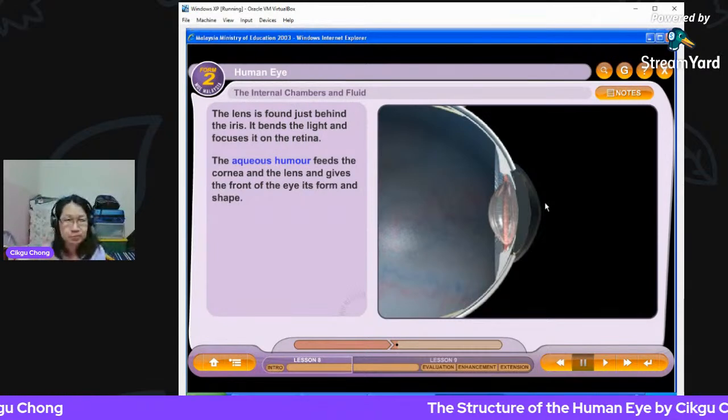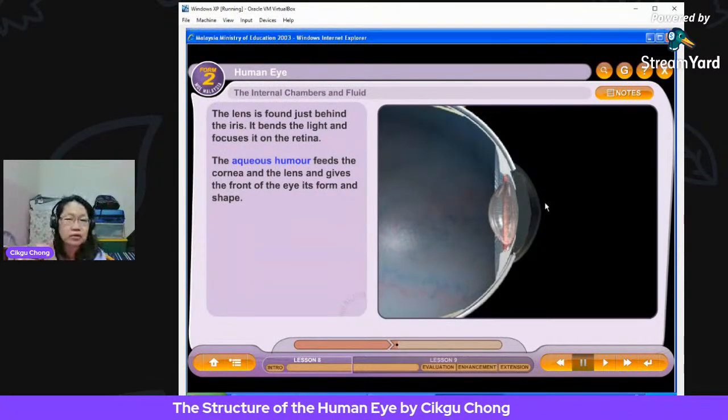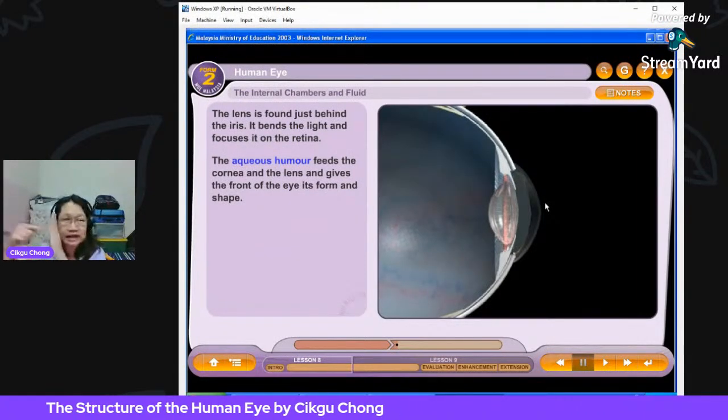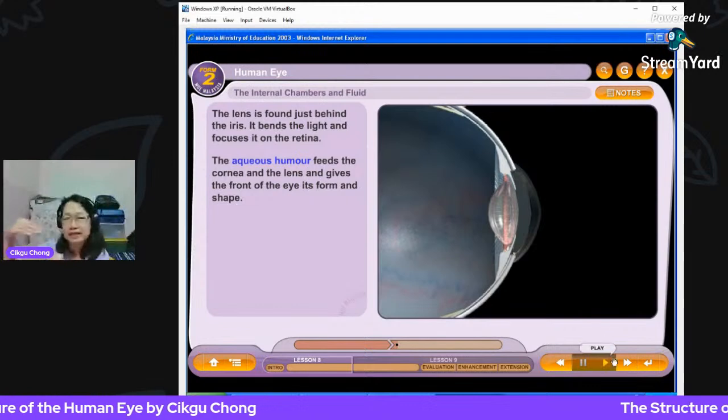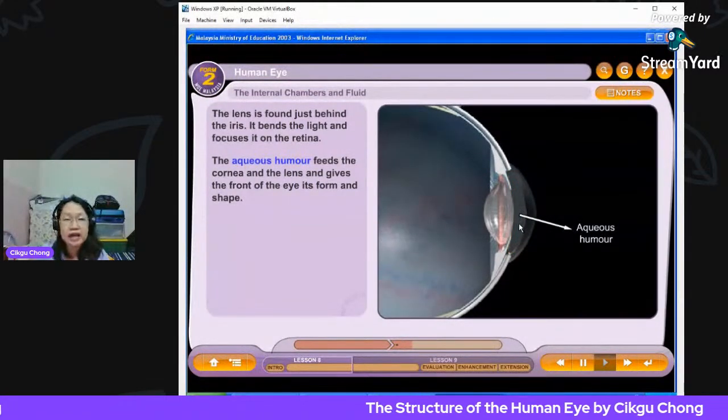Okay, so it fills the space here and also helps to bend the light, or we call it refract the light. When the light enters, it will help bend the light. Okay, let's carry on. Okay, aqueous humor.